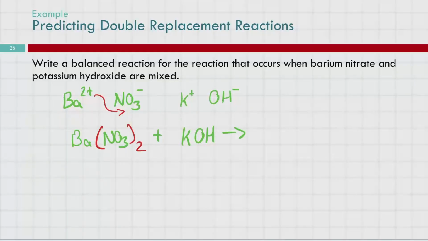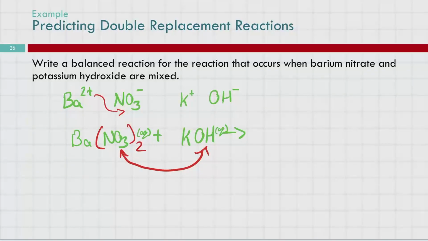So those are our reactants. To be fully diligent, we'd go ahead and add the AQ. We're assuming they're dissolved. So that's our reactant side. Our product side is going to be a mix-up. We're going to remix it. So we're going to swap the nitrate and the hydroxide.